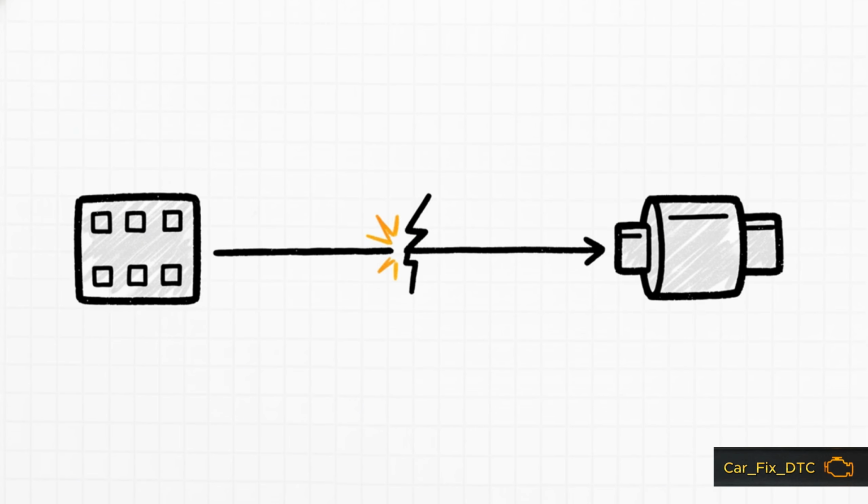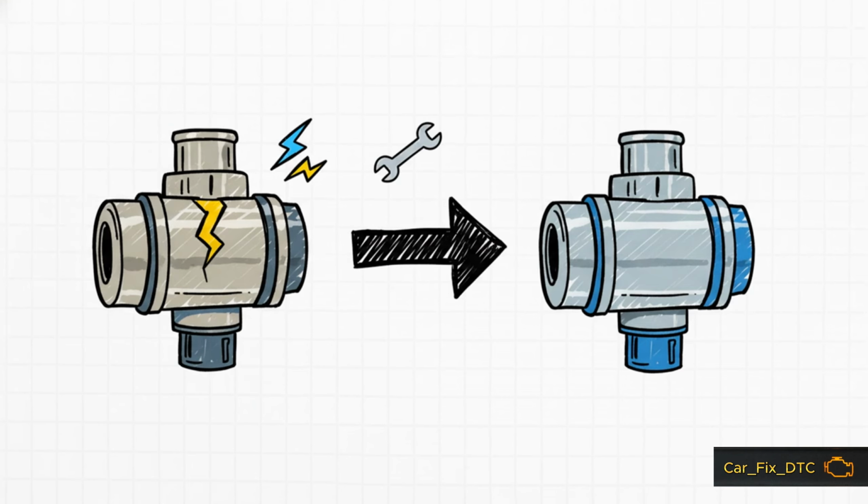If this one shorts out, the command never makes it through. With this particular issue, though, the fix is much more clear-cut. A short in the solenoid's own control circuit almost always means the solenoid itself has failed internally. So the only solution here is to replace the whole unit.